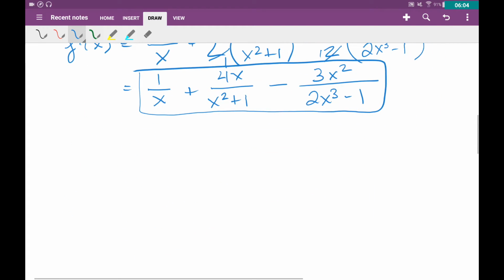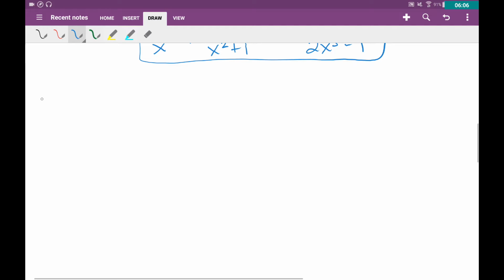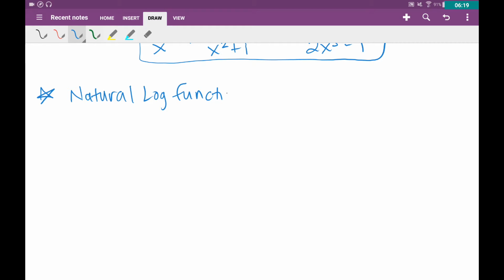All right. So I don't know if you guys remember this or not from last year's class or from any kind of pre-calc class or even Algebra 2, but natural log functions are undefined when there is a negative number.